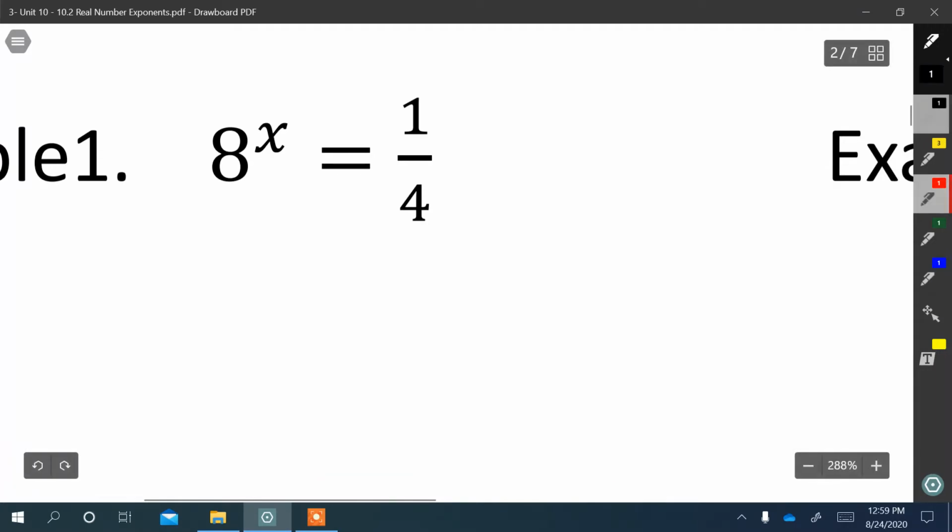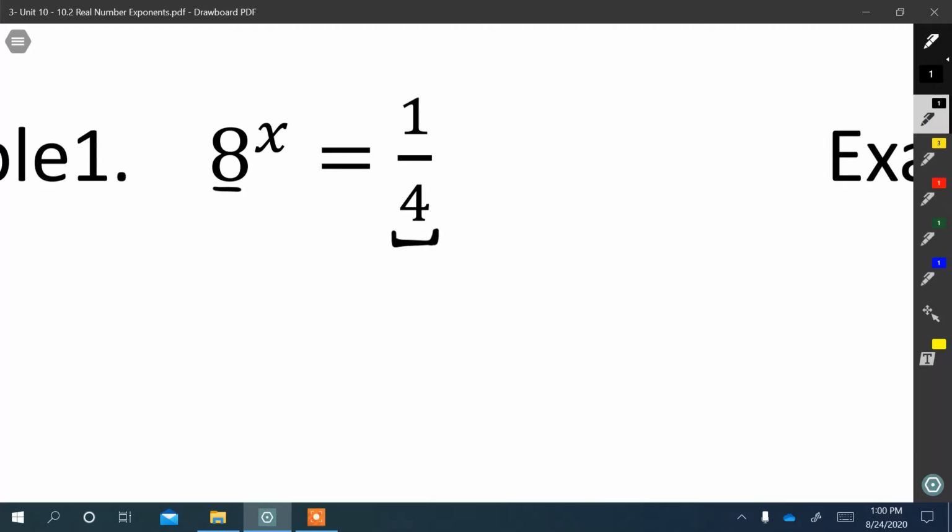Alright, so here is how we have to do this problem. The way we do it is we have to identify what the base is going to be. And what I mean by that is we need to rewrite 8 and we need to rewrite this in such a way that it has the same base. Let me actually do the problem and then hopefully you understand what I mean by that.